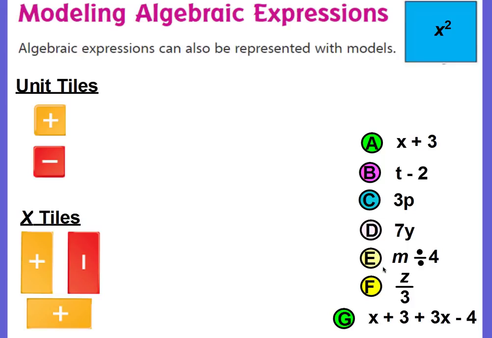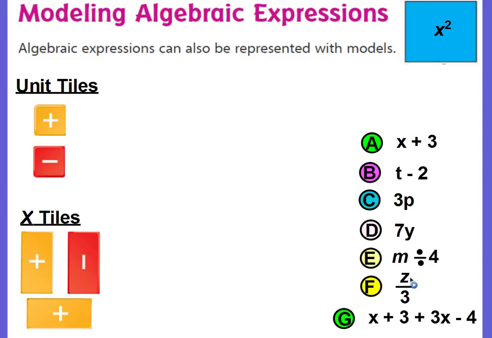What about if we're dividing? M divided by 4. How are we going to show that? This is a little bit different, but it will probably remind you of something. There's only one m, so you only need one x tile, and we want to divide it into 4. We want to cut it into 4 parts. And this is what it would look like. Kind of reminds you of a fraction bar, right? A fraction strip where you cut it into fourths. That's what you're doing here. So this would be x divided by 4.